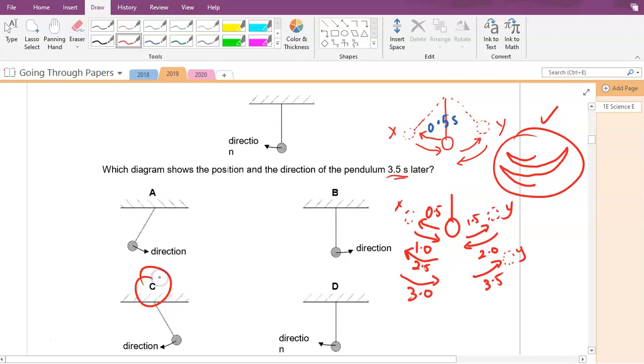So therefore the answer would be C. You can see here 0.5 seconds later is at X, 1 second later it will be back at the original position, come back to Y, and so on. So I know at 3.5 seconds later it will be at the right extreme. When it is at Y, you realize the only possible direction that it is moving is back to the center. Therefore the answer is C.